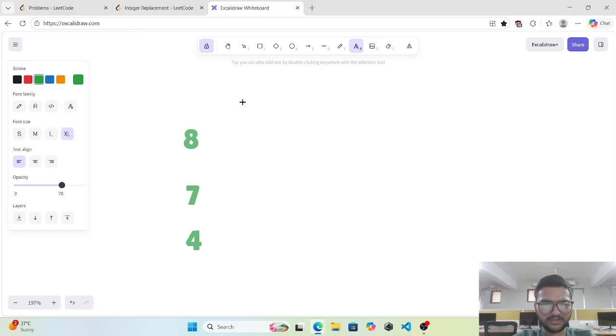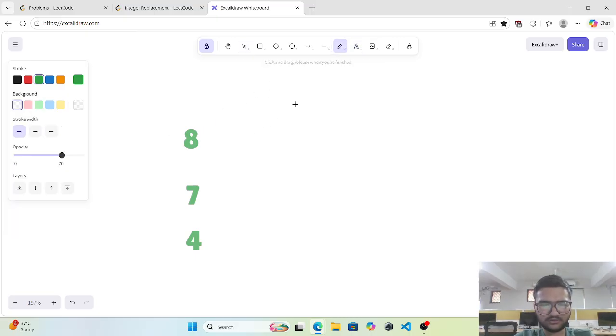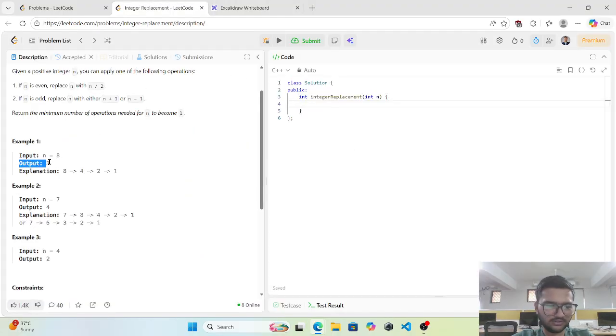8 is even, so 8 is replaced with 8 by 2, which means 4. Then 4 is divided by 2, which gives 2, and 2 is divisible by 2, so it is replaced with 2 by 2, which is 1. So our total number of steps to become 1 is 3. Okay, so we have written the value 3.